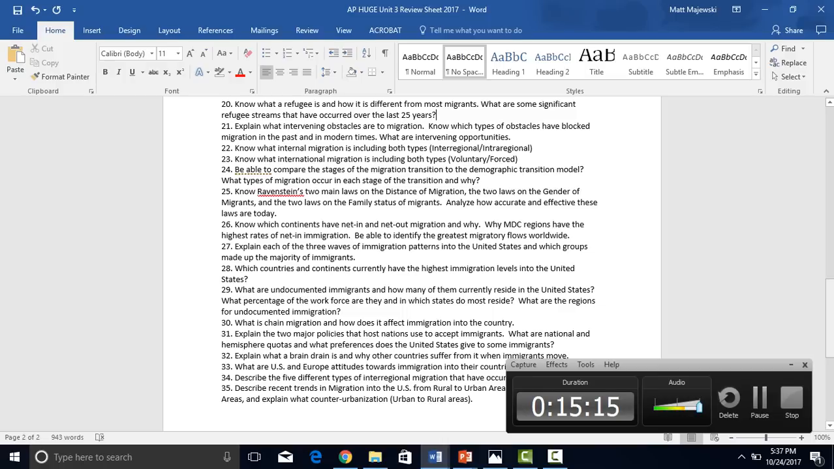Number 21. Explain what intervening obstacles are to migration. An intervening obstacle, remember, is an obstacle that prevents a migrant or slows a migrant down from getting to their final destination. So usually intervening obstacles have been geographic throughout history. Oceans, rivers, lakes, mountains, deserts. These are all historic and famous examples of intervening obstacles.